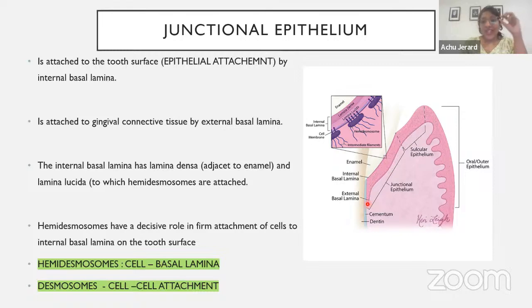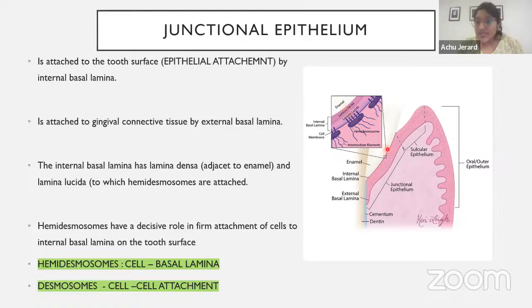Okay, so when we observe this junctional epithelium closely, it has an external basal lamina and an internal basal lamina. So this is the internal basal lamina and this is the external basal lamina. The whole of this portion is called the junctional epithelium, and this external basal lamina is the one that connects the junctional epithelium with the connective tissue here. Whereas the internal basal lamina provides a connection with the tooth with the help of hemidesmosomes. That you need to know, the hemidesmosomes. Okay, because this internal basal lamina itself has lamina densa and lamina lucida.